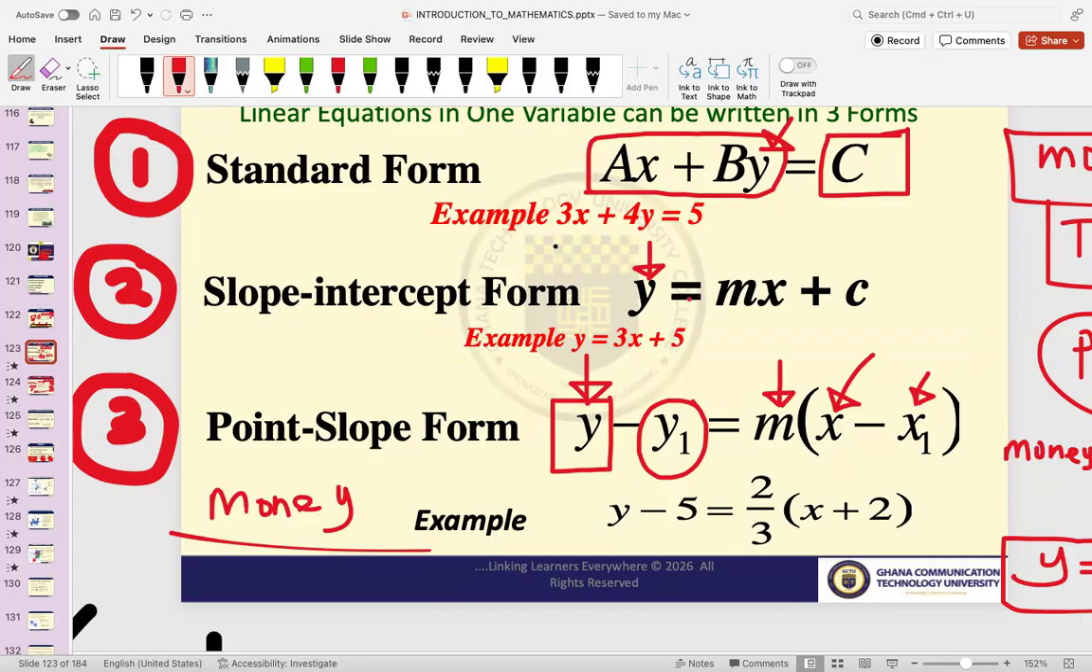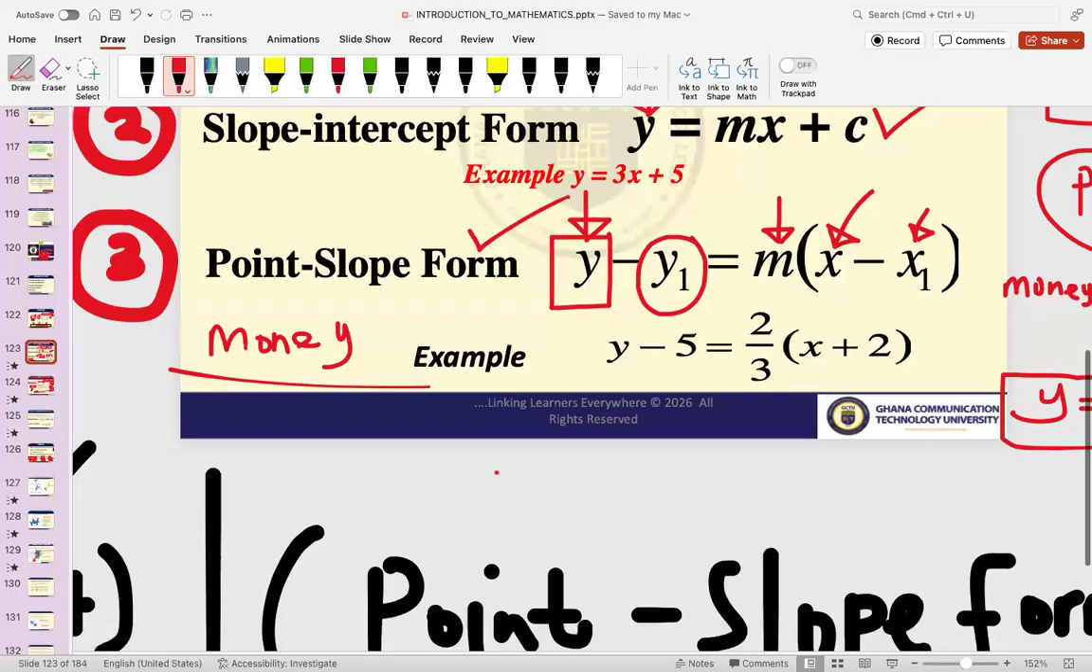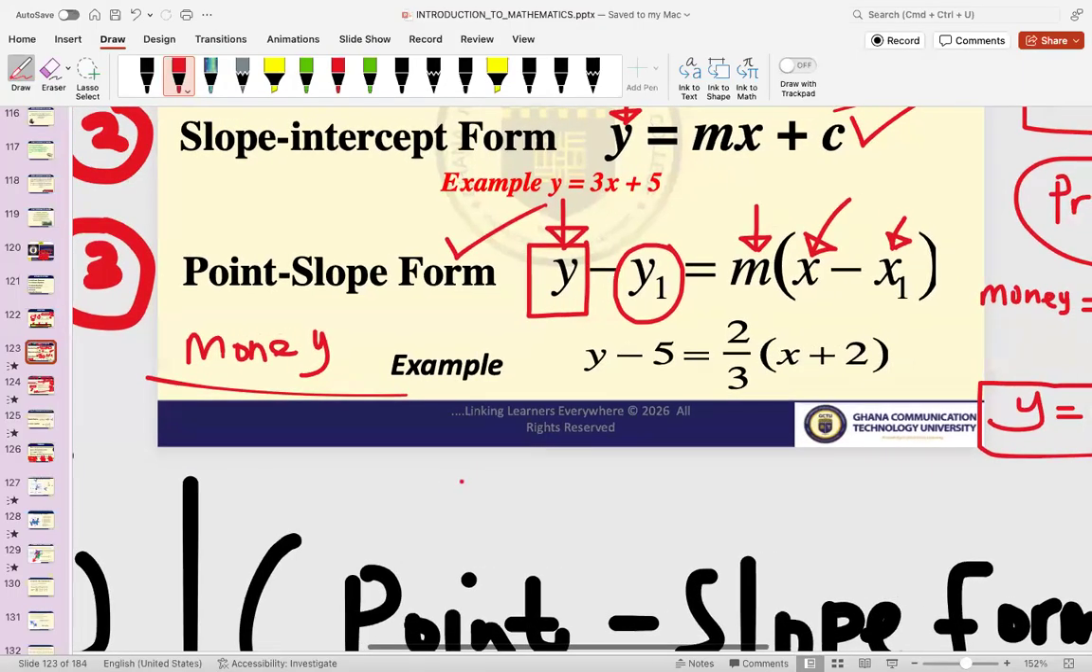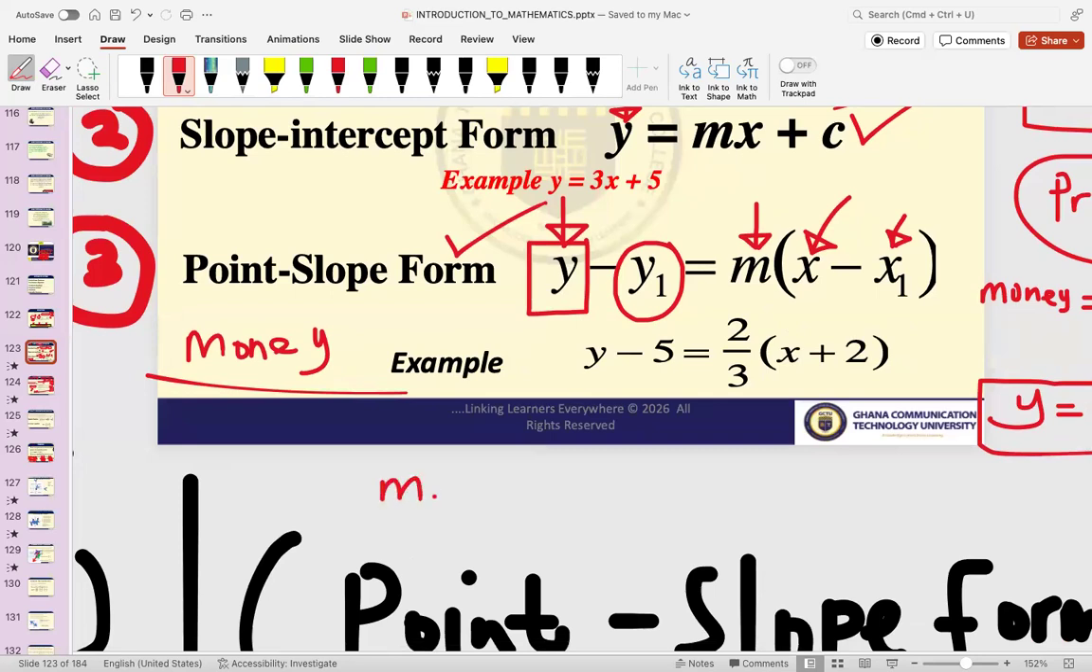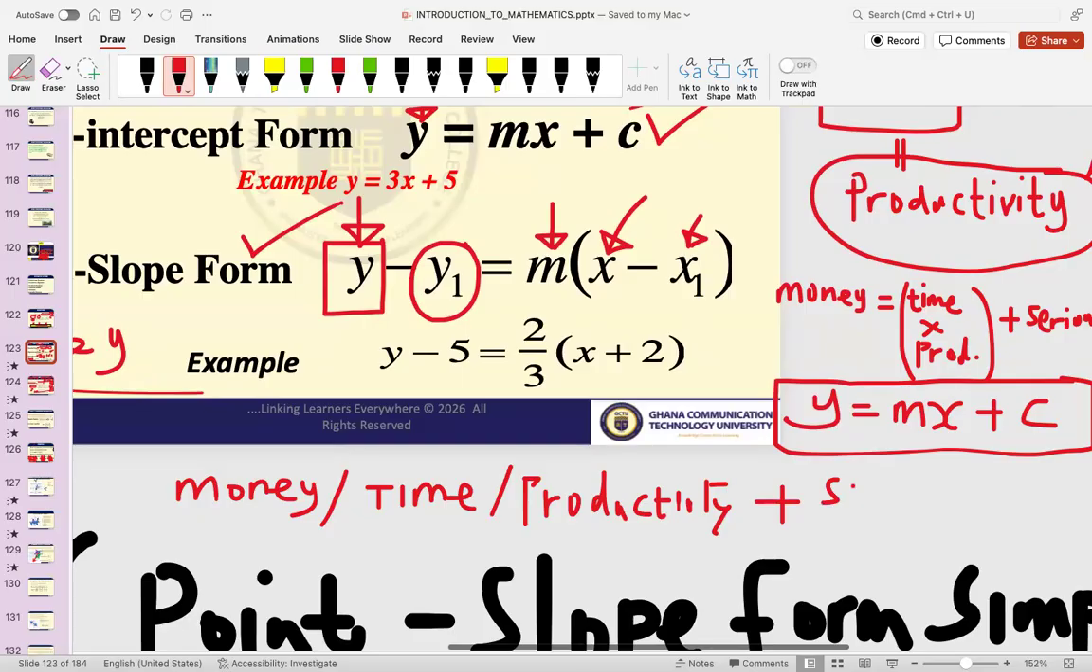And what we have learned today is that whether you use the first one or the second one or the third one, if you make sure that you are working with the three quantities: money, time, productivity, and then you add it to seriousness, there's no way you cannot make profit at the end of the day.